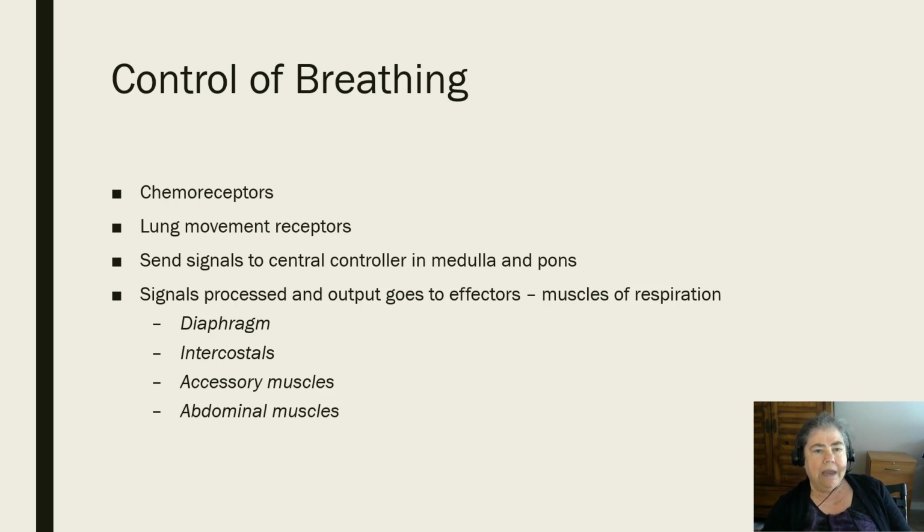So, when we are, for instance, increasing activity, say running, instead of only using the diaphragm for inspiration, we're going to bring in the intercostals and the accessory muscles. If we are having difficulty with obstruction, say an asthma attack, and having difficulty exhaling, these signals are going to recruit the expiration accessory muscles and the abdominal muscles.